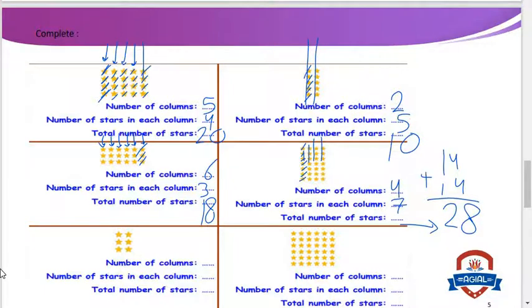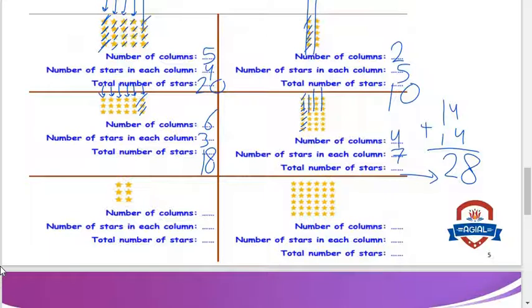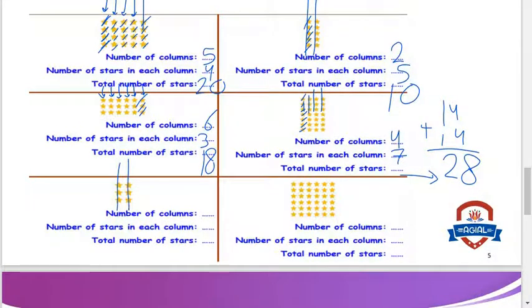Okay? Again, number of columns. How many columns from up to down? 1, 2. So we will write in here 2. Number of stars in each column. 1, 2, 3. So we will write 3 in each column. Total number of stars. 3 in the first column and 3 in the second column. 3 plus 3 equals what? Yeah, who can say? Super. Equals 6.